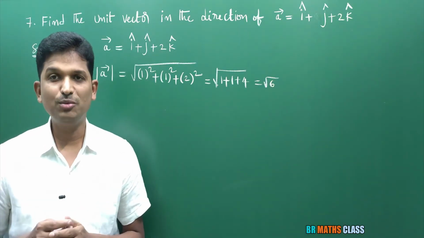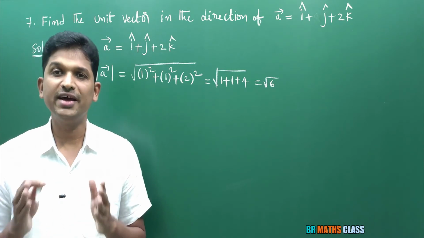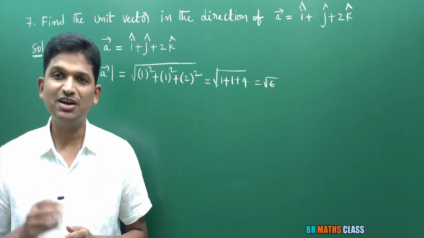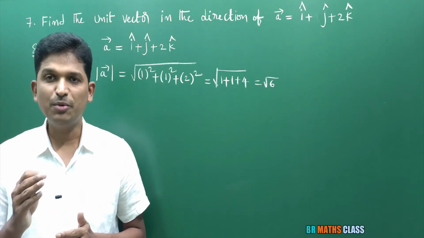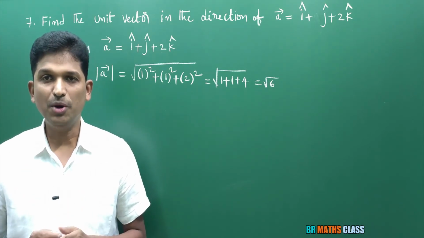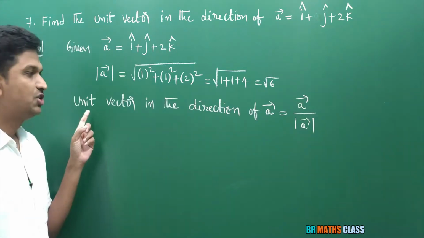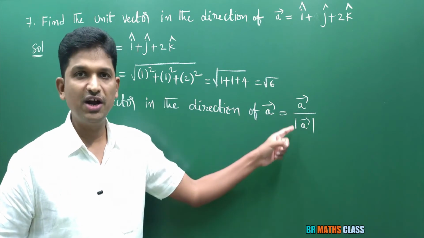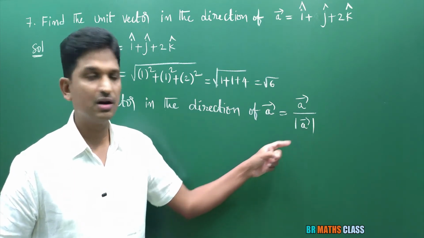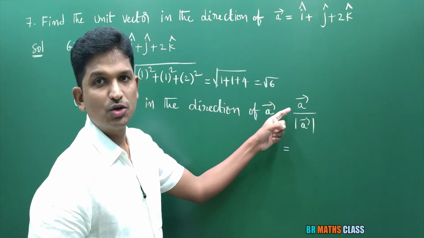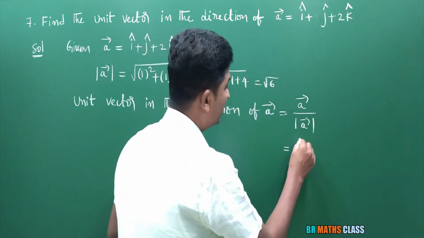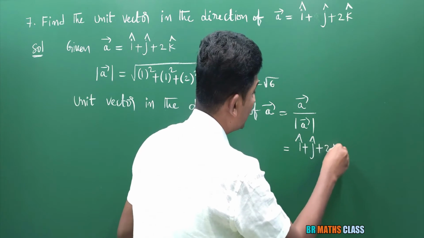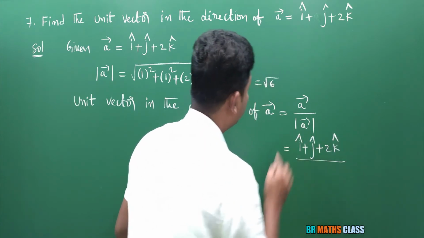Now I know the formula for the unit vector along the direction of A bar. What is the formula? A bar divided by magnitude of A bar. The same thing I'll write here. The unit vector in the direction of A bar is A bar divided by magnitude of A bar. A bar is already given in the question. A bar is I cap plus J cap plus 2K cap divided by magnitude of A bar.